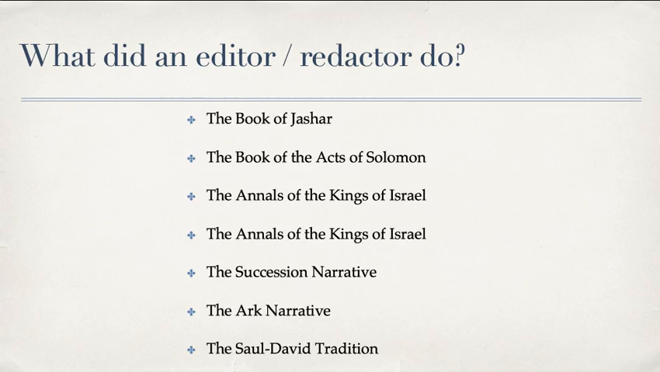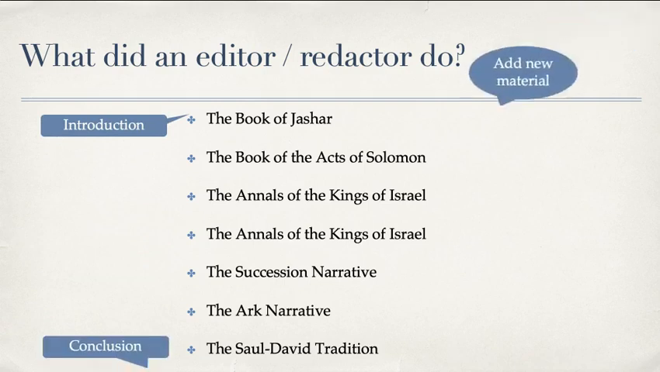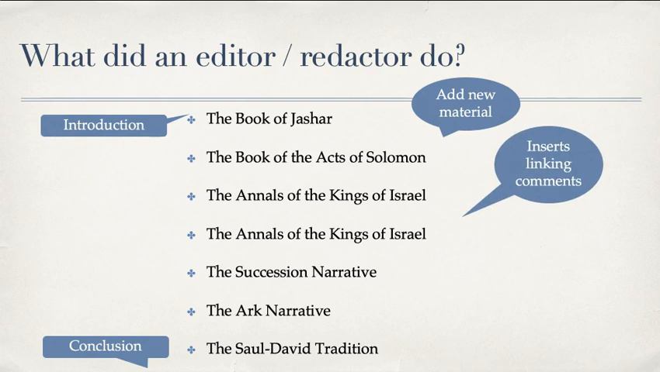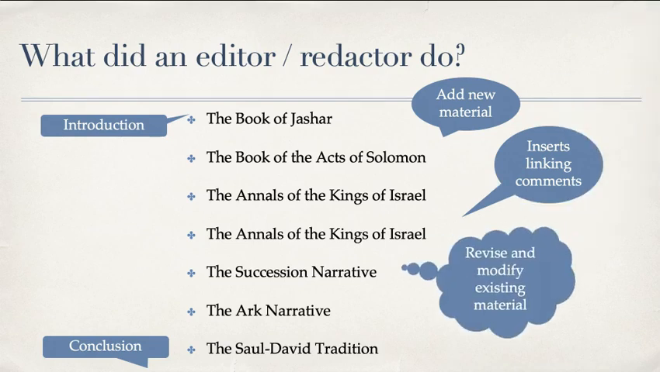So the editor or redactor would bring all these sources together. This list here is not a list of how they would appear in the book of Kings, for example, but I've just merged them together to show that the writer would bring together his various sources. He may then write an introduction of his own. Perhaps a conclusion. He might add some new material that he has sourced from elsewhere. He might insert some linking comments so that all this material flows together coherently as a whole. In doing so, he then might revise and modify some of the existing material that he's got from his sources so that it does flow coherently and so that it does suit his own purposes.